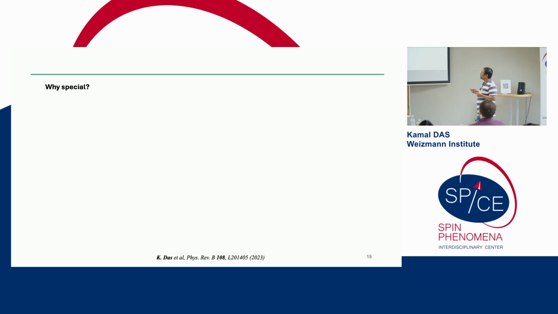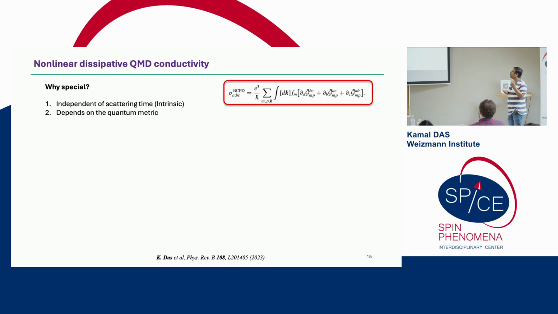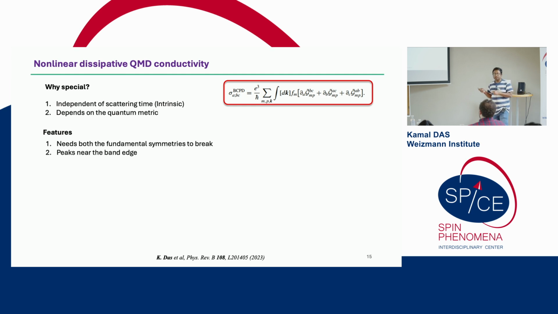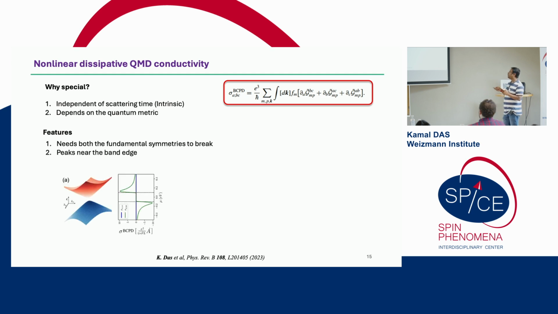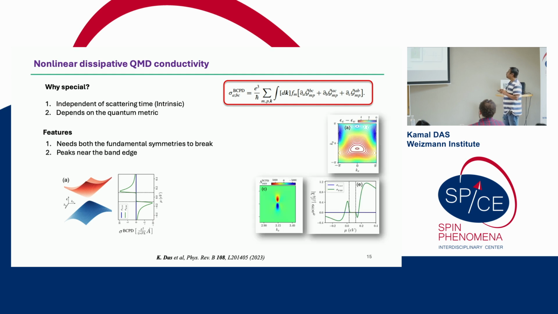Why is this response special? So first of all, it's a dissipative response where the quantum geometry appears. It is independent of scattering time and it depends on the quantum metric. There are some features. One, if you want to see this response, you have to break both the time reversal and the inversion symmetry. And this response peaks near the band edge that we find in a simple gapped tilted Dirac model. Then we calculated this coefficient for a PT symmetric system, and we find finite responses in this model also.